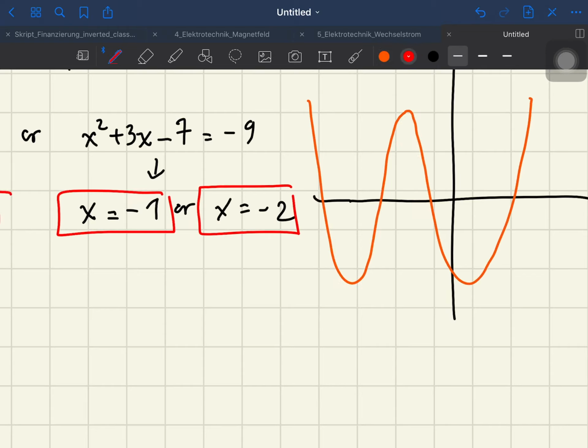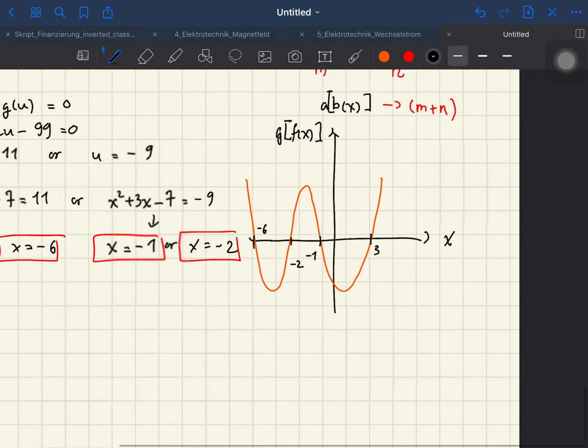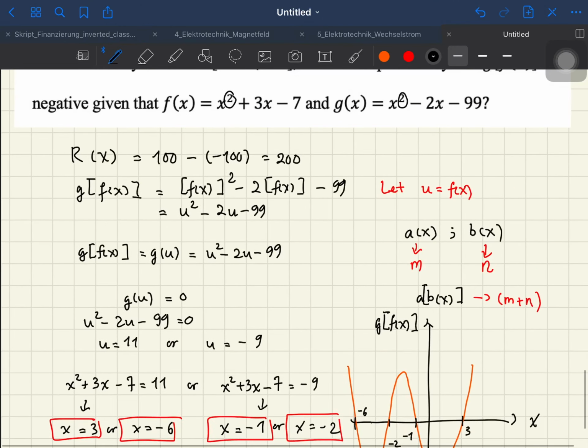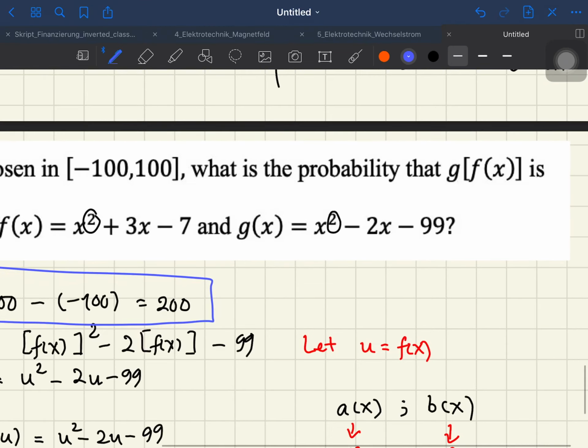This is much better. We have 3, we have -1, -2, and then -6. So why did I actually find the range of x, which is this one? Because the question actually says we must have a probability.